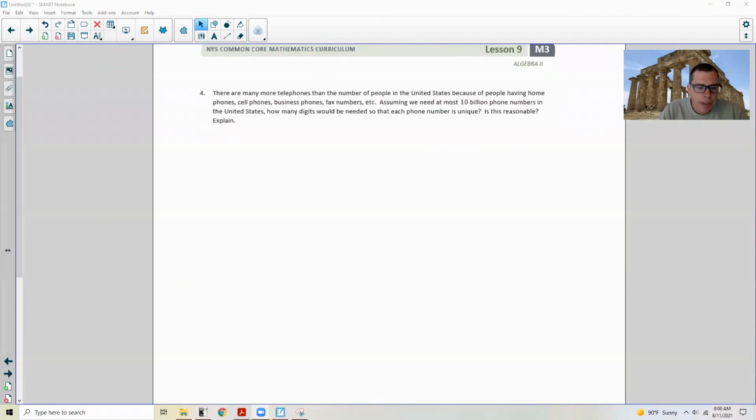All right, last page of the lesson, page 4. It says there are many more telephones than the number of people in the United States because of people having home phones, cell phones, business phones, fax numbers, which are probably going away, but there's still some, etc. Assuming we need at most 10 billion phone numbers in the United States, how many digits would be needed so that each phone number is unique?